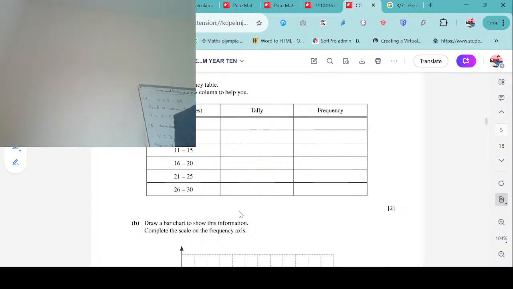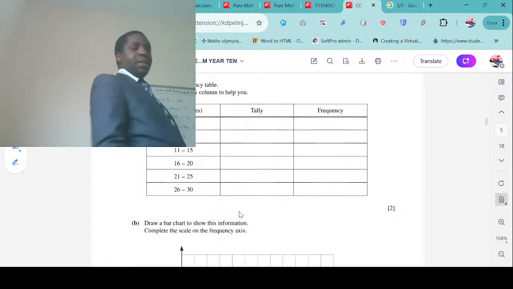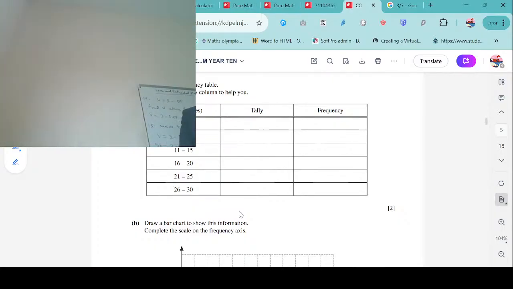So 0 to 5, that's the class interval. The next we have 6 to 10. So the class intervals are 0 to 5, 6 to 10, 11 to 15, then we have 16 to 20. That's the fourth class interval. And then we have 21 to 25. I think the last one is going to be 26 to 30, right? So these are the various class intervals in the question.